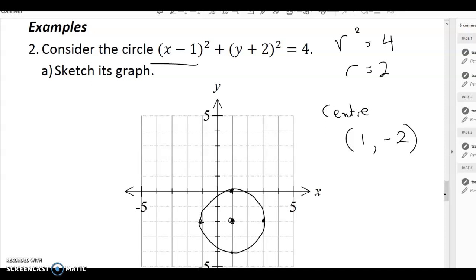So they're fairly easy once you get the hang of this system here to be able to sketch pretty quickly. So there's our center. I know this point here, for example, would be the point (3, -2). Okay, there's our circle.